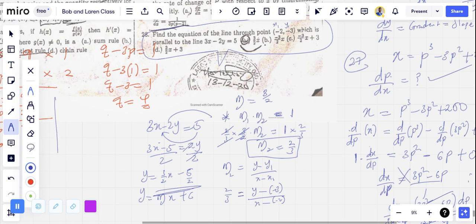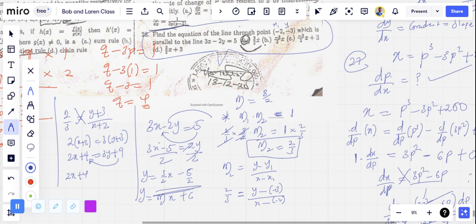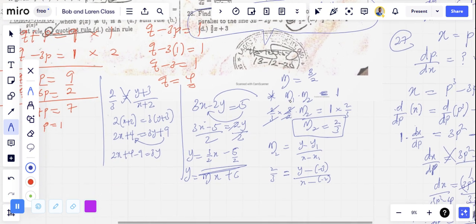If I solve this out, I will have 2 over 3 equals y plus 3 over x plus 2. Minus and minus is plus. Then cross multiply. That's 2 times x plus 2, and 3 times y plus 3. So that's 2x plus 4 equals 3y plus 9, since 3 times 3 is 9. Now let's quickly make y the subject of the formula. This is 3y, right? So I'll have 2x plus 4 minus 9 is equal to 3y.